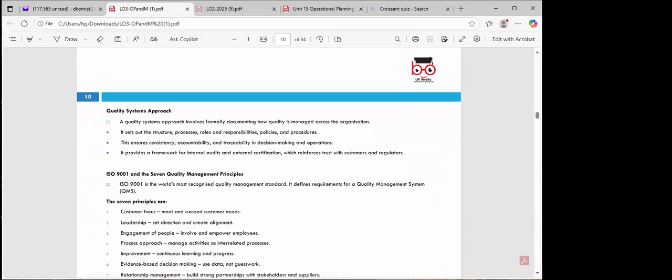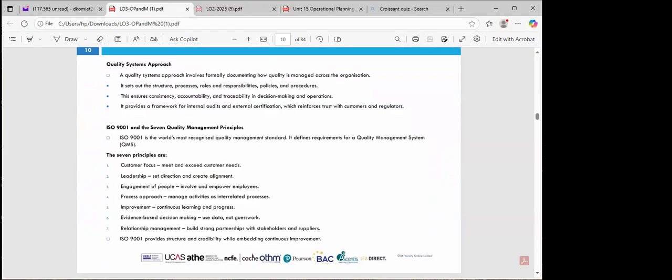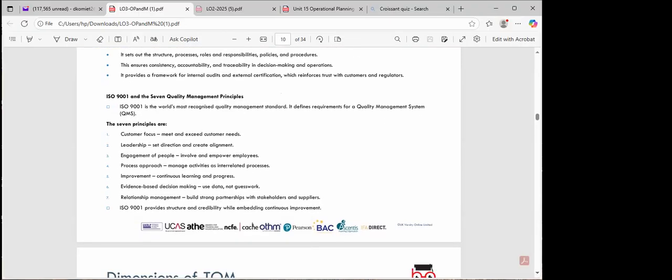Quality systems and approach. A quality system approach involves formally documenting how quality is managed across the organization, to set out the structure, rules, responsibilities, processes, and procedures. This ensures consistency, accountability, and traceability in decision making and operations. It provides a framework for internal audit and external certification, which reinforces trust with customers and regulators. Traceability. Okay. ISO 9001.